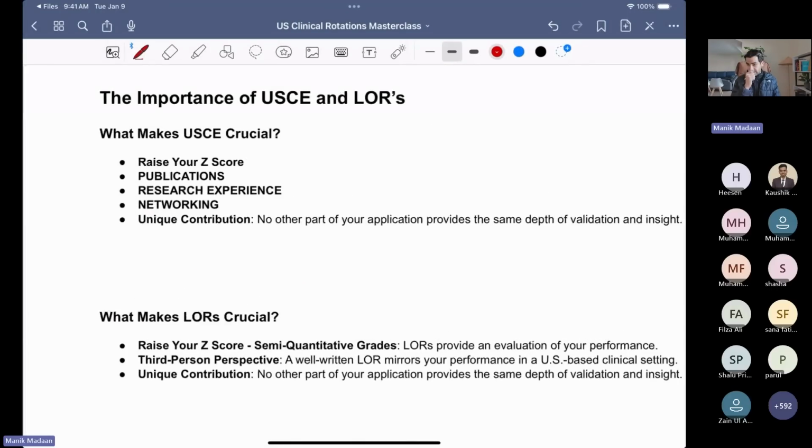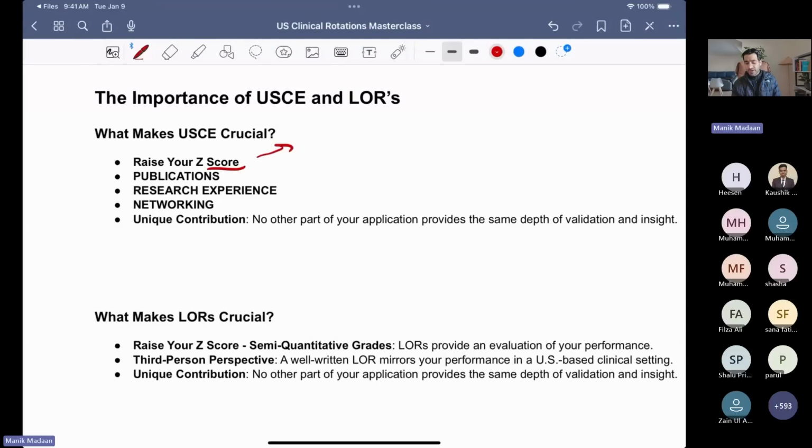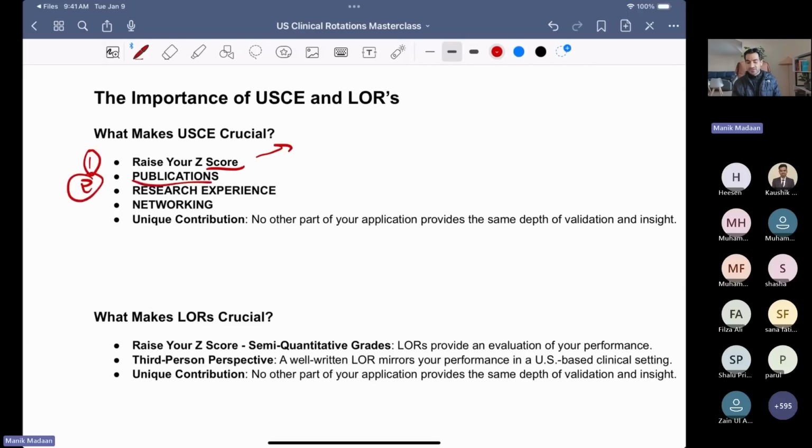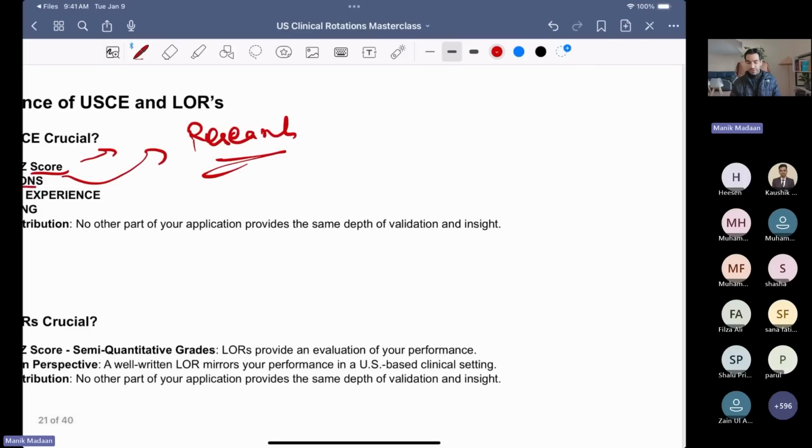So let's look at your USCEs and LORs, right? So what makes USCE critical? First of all, Z scoring that we talked about, right? It influences your total step score, which we call the Step Z score, which influences whether I should invite you for an interview or not. It adds to the holisticity of your experience, right? Number one. Number two, if you do a quality experience, you get research publications. An example I can give you is if you go to a big place, right?